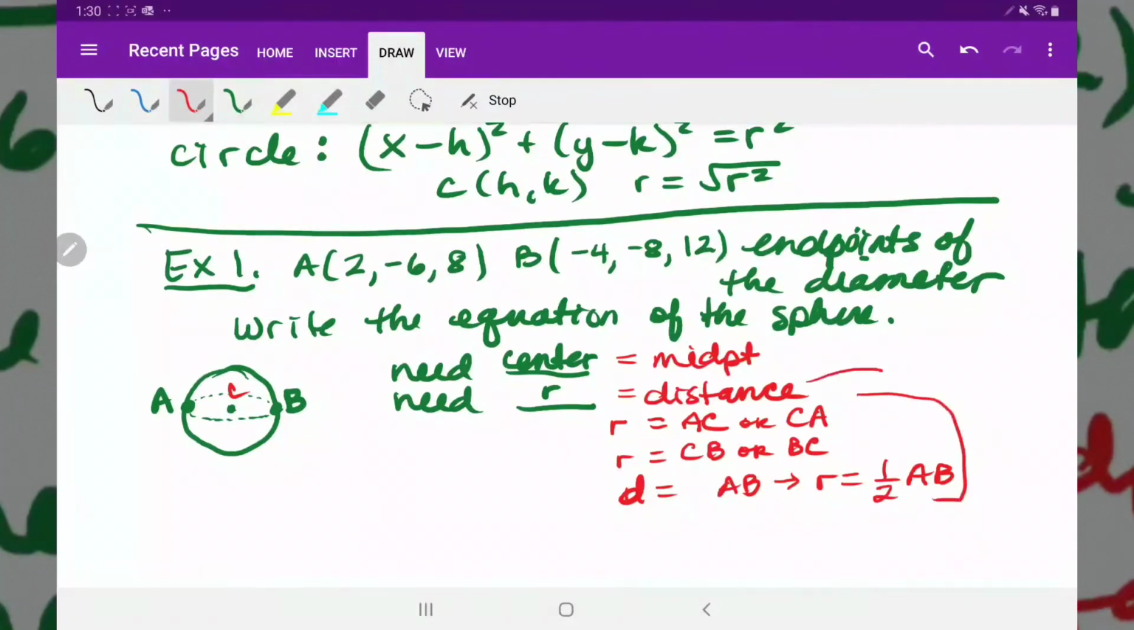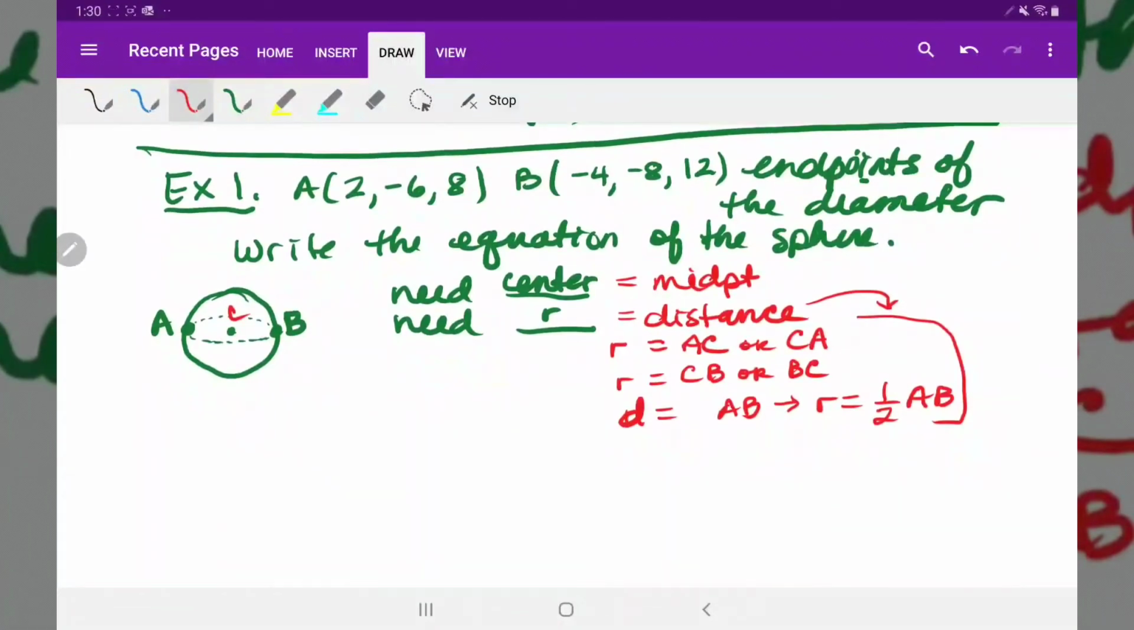So center would be, and with the midpoints, I don't really write the formula first, nor the distance formula. I just write the numbers in. So it would be what? 2 plus -4 divided by 2, -6 plus -8 divided by 2, and 8 plus 12 divided by 2. So that would be the center. And you do want to show your work because when you get to calculus next year, they're going to expect that you show your work. Okay, so C is the center. See if that makes sense. Halfway, halfway, halfway. Okay, so that's my center.